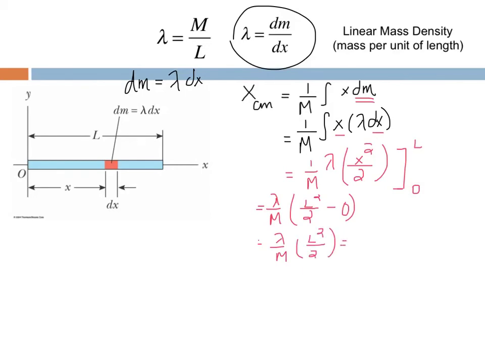Now, I know a different value for lambda. Again, it was a constant in this case. So lambda can actually be replaced with m over L, our original description of a linear mass density. So with some algebra, this cleans up to L divided by 2. Again, we can see that our center of mass is located halfway through our length L of the rod.